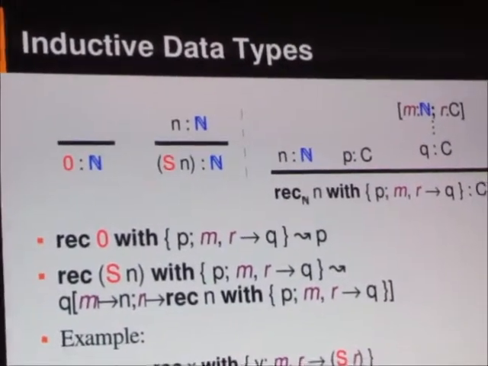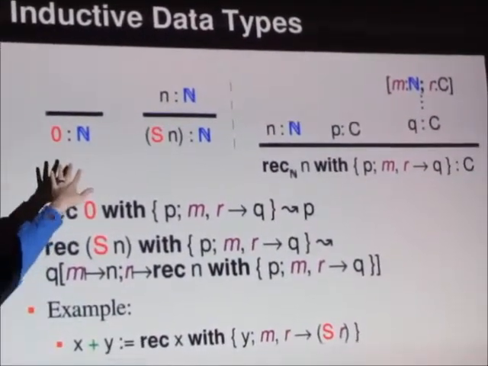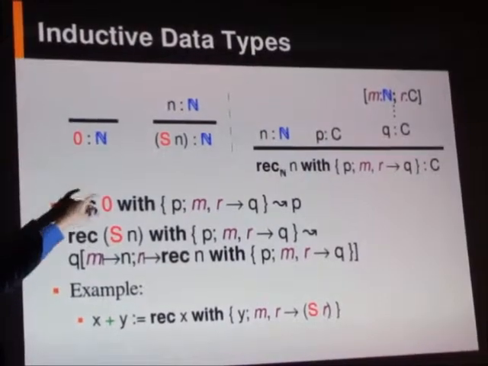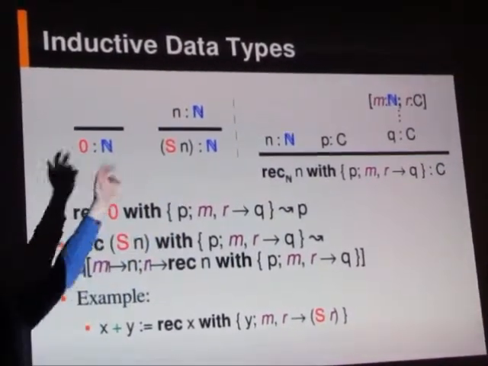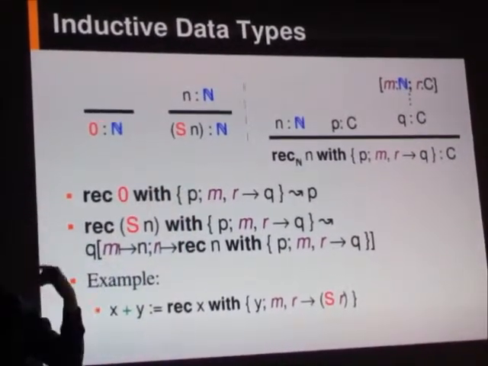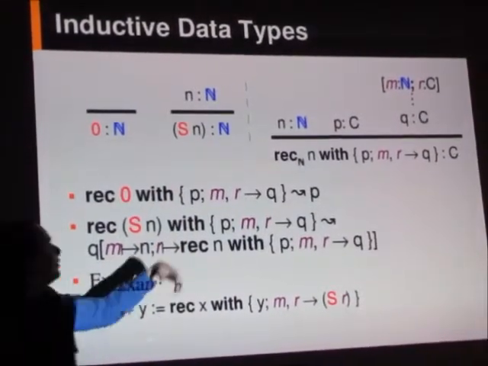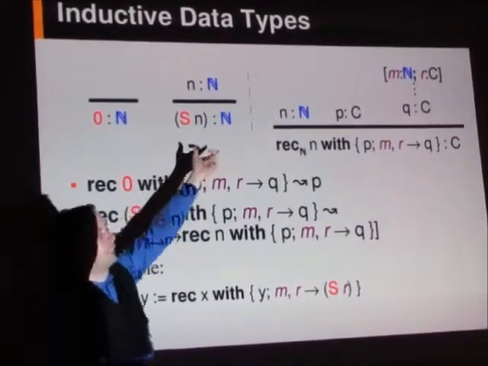We can play the same game with the natural numbers. We're going to say that 0 is a natural number, just from nothing. And this is a little bit more interesting. If you have a natural number n, then S of n, where S you're supposed to think successor. So if you have any natural number n, there's another natural number, which is its successor.